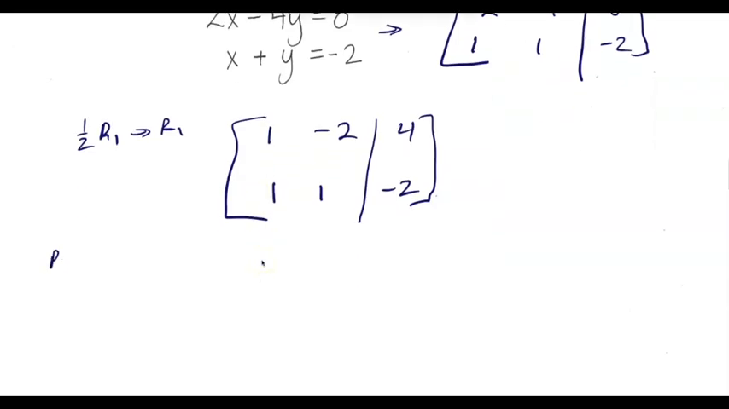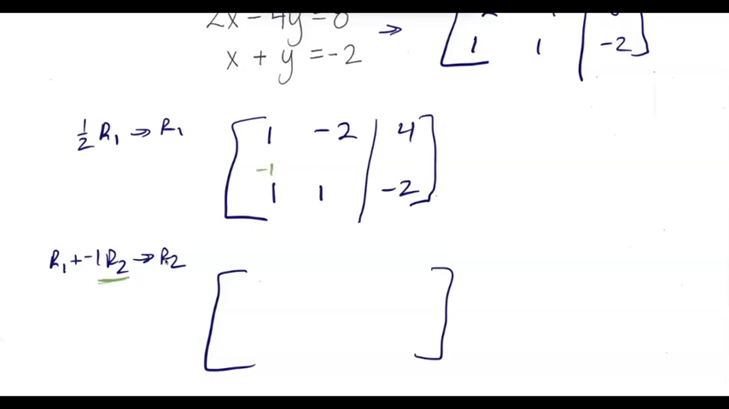Let's try this. Row 1 plus -1 times row 2, and we'll put that in row 2. You can multiply a row by a number, add it to another row, and put that in for any row you want. So first, let's multiply row 2 by -1. That becomes -1, -1, and 2. Then let's add these 2 rows up.